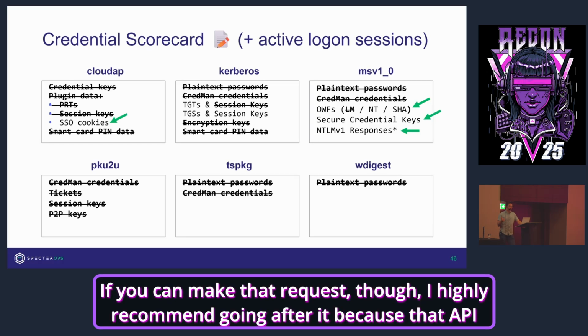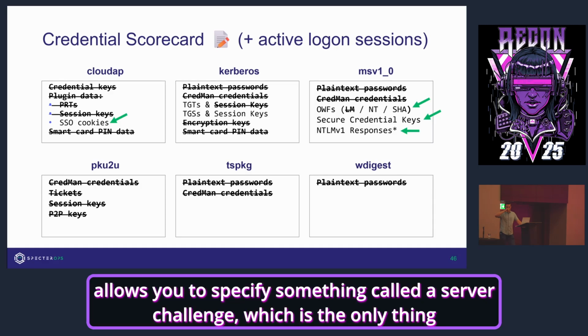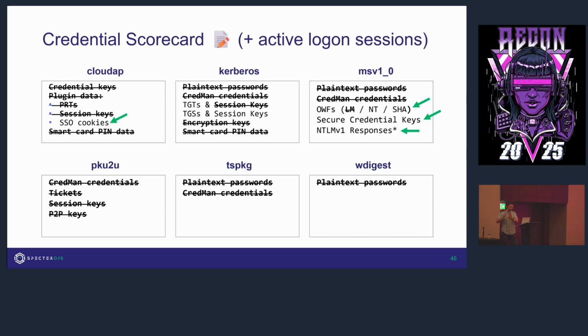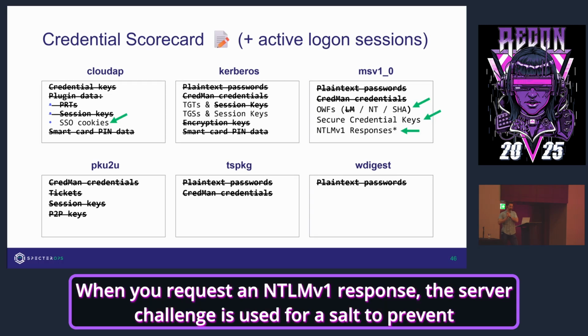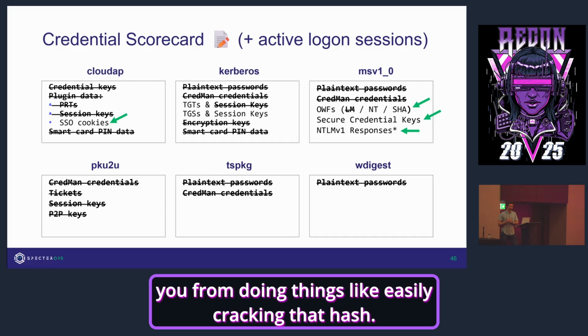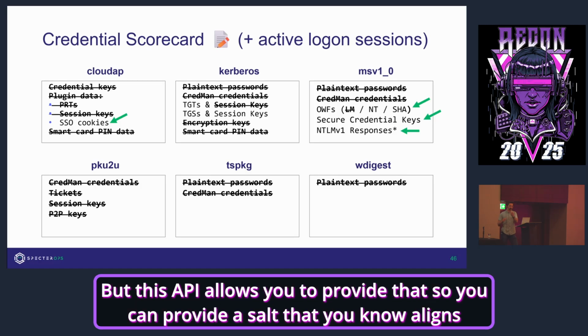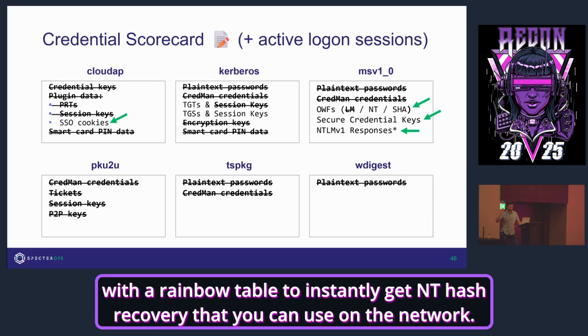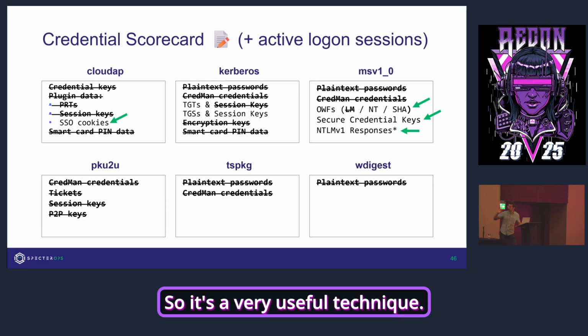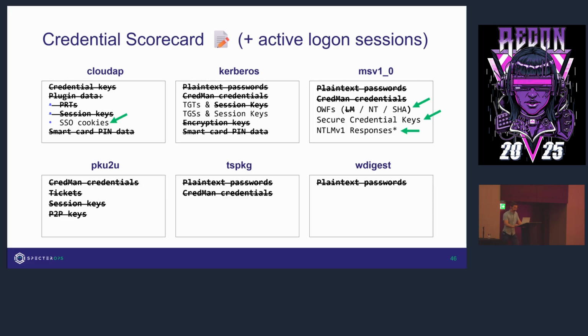If you can make that request, though, I highly recommend going after it, because that API allows you to specify something called a server challenge, which is the only thing that's used as a salt. When you request an NTLM v1 response, the server challenge is used as a salt to prevent you from doing things like easily cracking that hash. But this API allows you to provide that, so you can provide a salt that you know aligns with a rainbow table to instantly get NT hash recovery that you can use on the network. So it's a very useful technique.